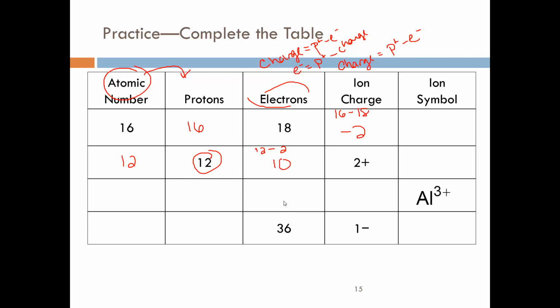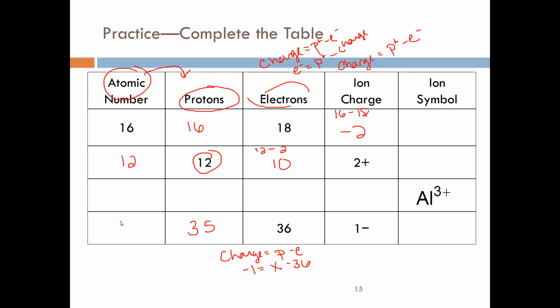We don't have the protons on this set, or the atomic number. So down here, we can say the charge, once again, is equal to the protons minus the electrons. So a -1 is equal to x minus 36. That comes out to be 35. That also means the atomic number is 35.